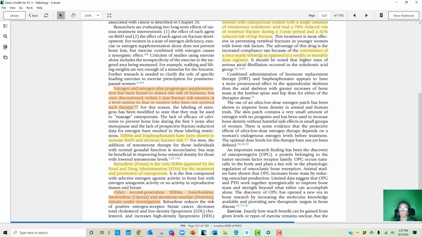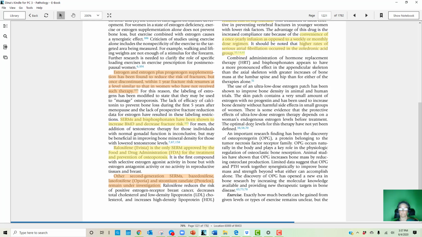Combined administration of hormone replacement therapy, HRT, and bisphosphonates appears to have a more pronounced effect in the appendicular skeleton than the axial skeleton, with greater increases of bone mass at the lumbar spine and hip than for either of the therapies alone.